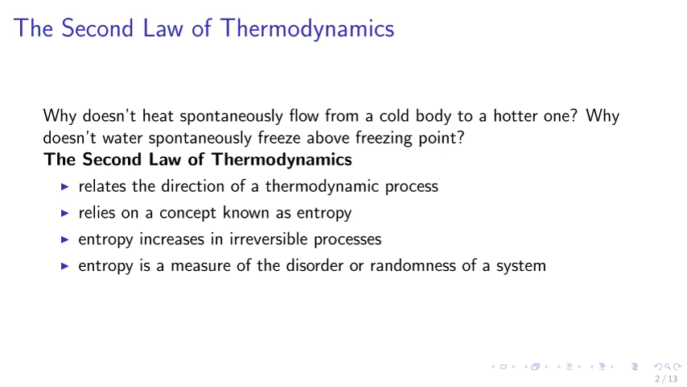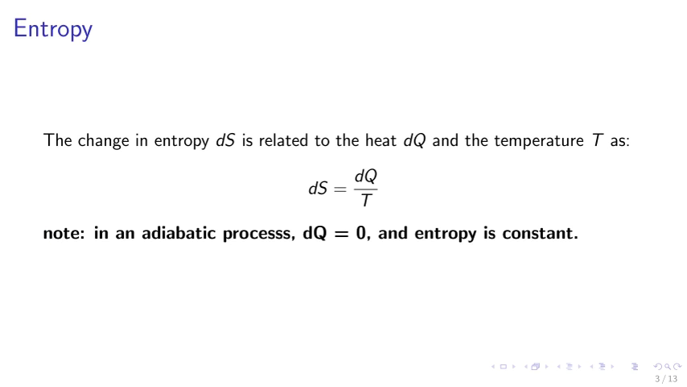Entropy increases in irreversible processes. Entropy is the measure of the disorder or randomness of a system. The change in entropy dS is related to heat dQ and temperature T as dS equals dQ over T. Note, in an adiabatic process, dQ equals zero and entropy is constant.